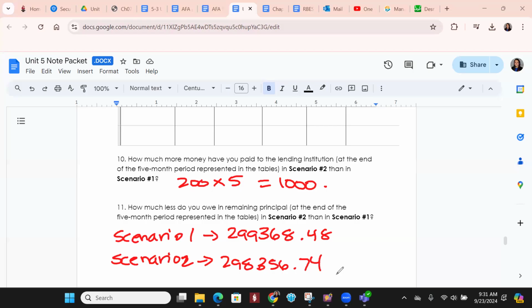298,356.74. You want to find the difference between those two. When we find that, that's going to be $1,011.74.